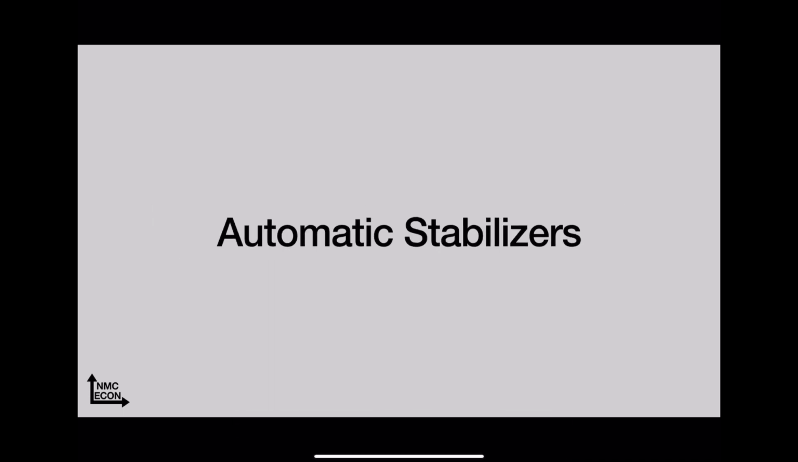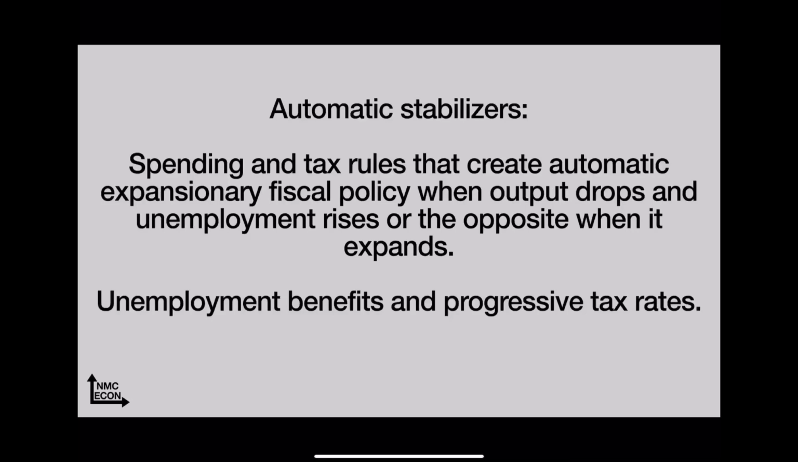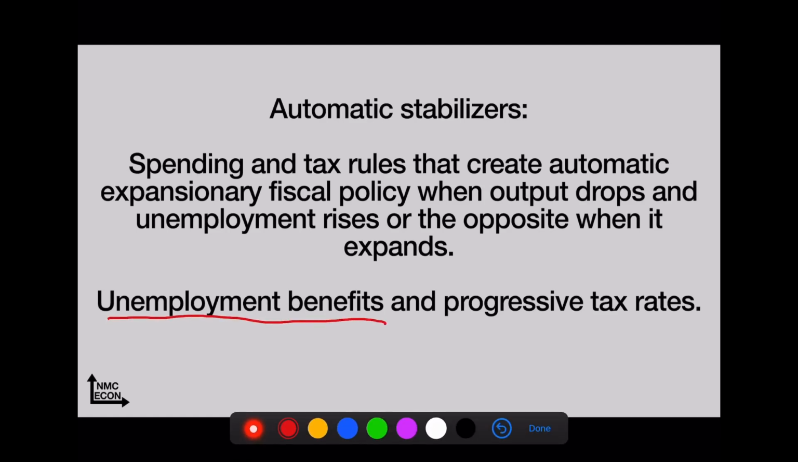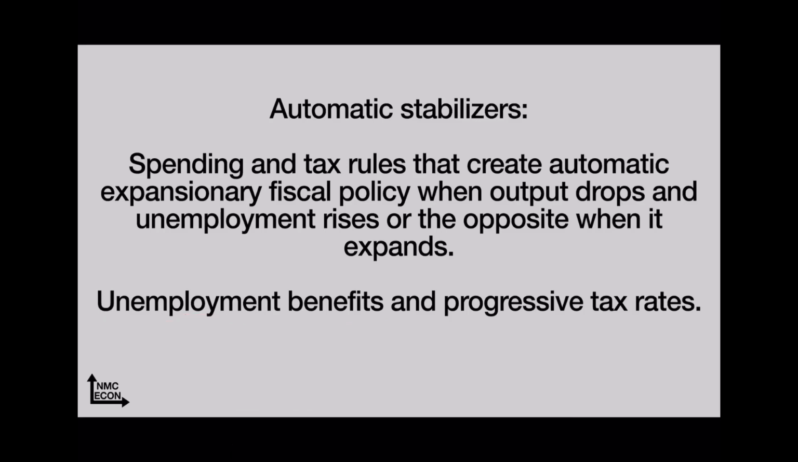Automatic stabilizers. These are spending and tax rules that happen automatically. They're usually expansionary, but they could be contractionary too. And it happens when output drops and unemployment rises, or maybe the opposite. Good examples would be things like unemployment benefits. If unemployment starts increasing, that means more benefits are being paid out. That should help fix the economy.